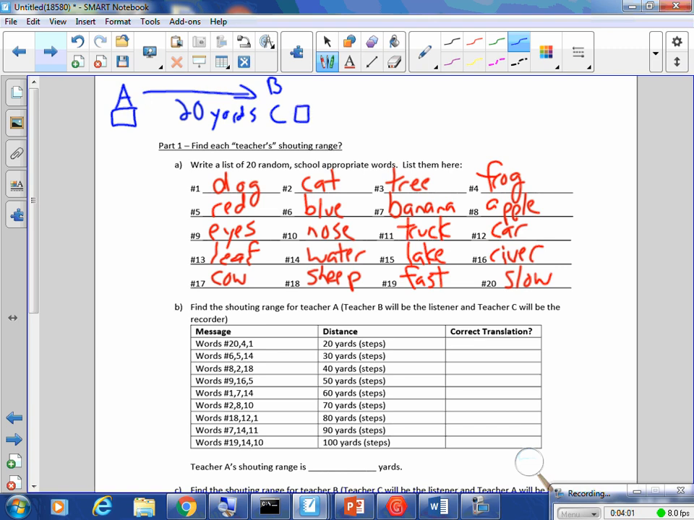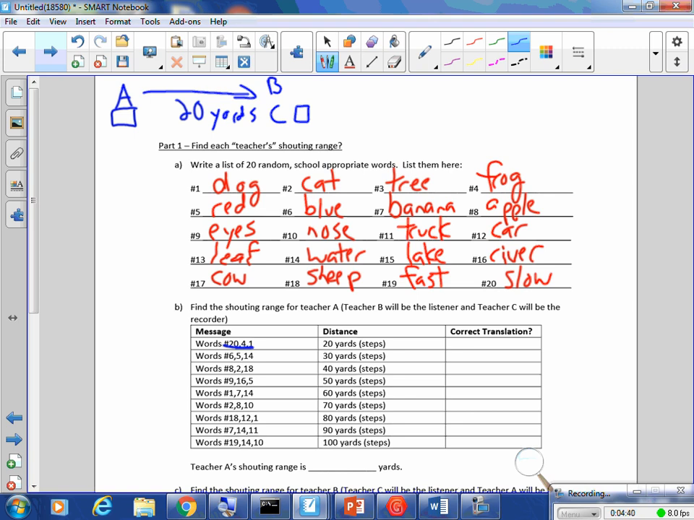So teacher C knows what teacher A is yelling, and will be able to verify whether or not teacher B could hear clearly what teacher A was shouting. The first thing we will do is yell words. Teacher A will yell words 20, 4, and 1. So the teacher will yell slow, frog, dog. Now, if teacher B says, I think teacher A yelled slow, frog, dog, then teacher C would say you got it right.